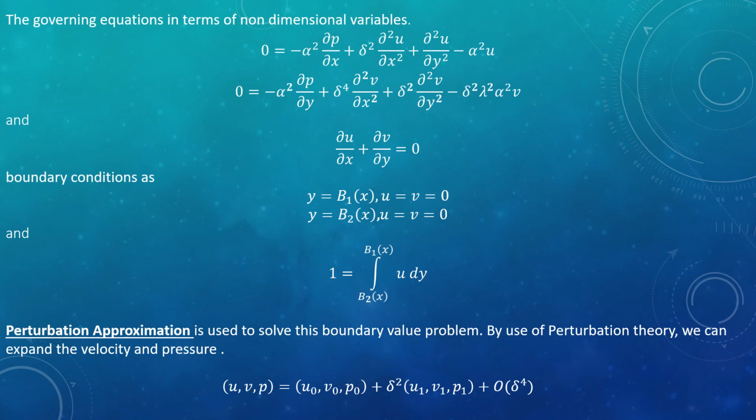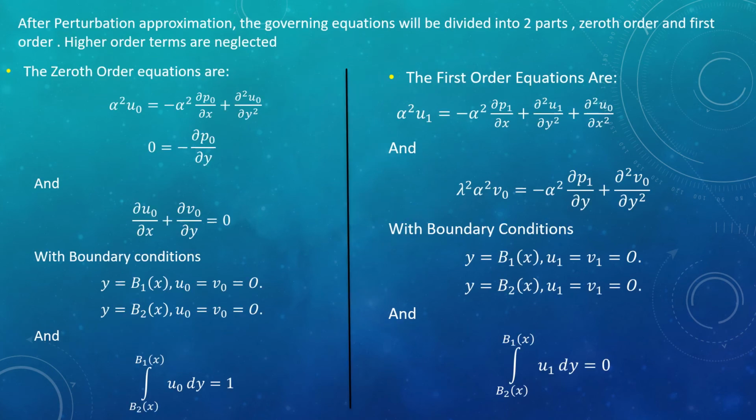After using perturbation approximation on the quantities U, V, P, it results in U naught, V naught, P naught plus delta square U1, V1, P1 plus all the higher order terms. After perturbation approximation, the governing equations will be in zeroth order terms and first order terms, while the higher order terms will be neglected. The zeroth order equations with their corresponding boundary conditions are written on the left side, while the first order equations are written on the right side with their corresponding boundary conditions. The solution of these two equations yields a solution to the problem.